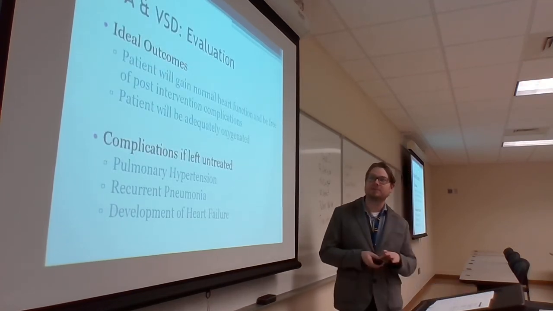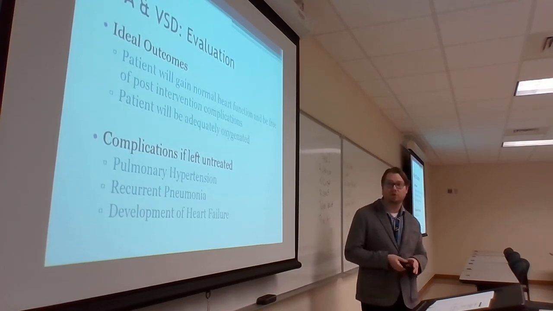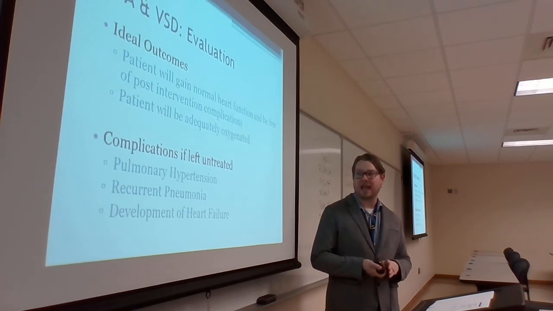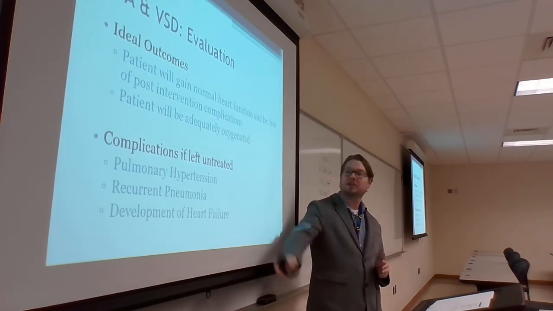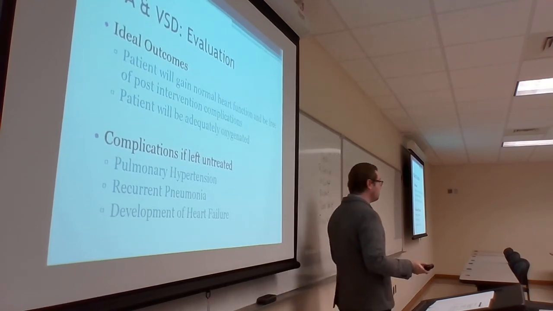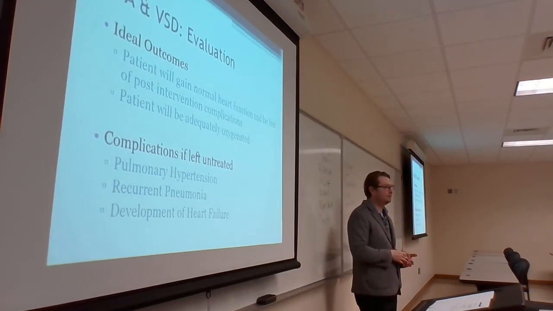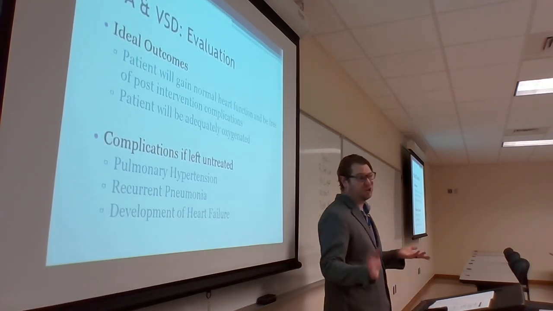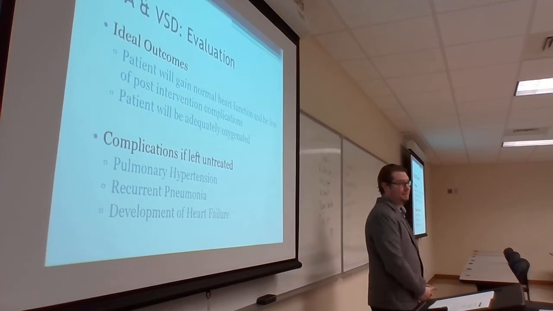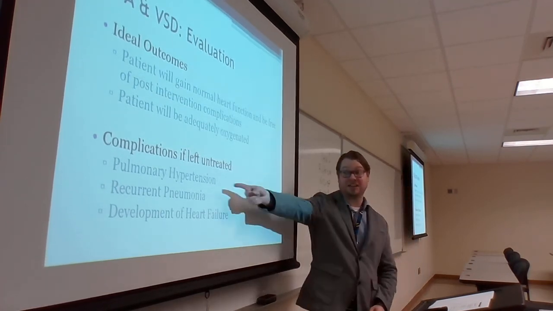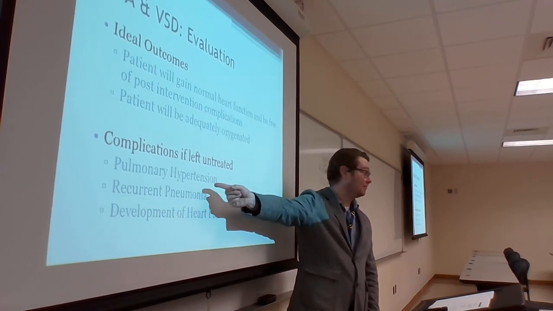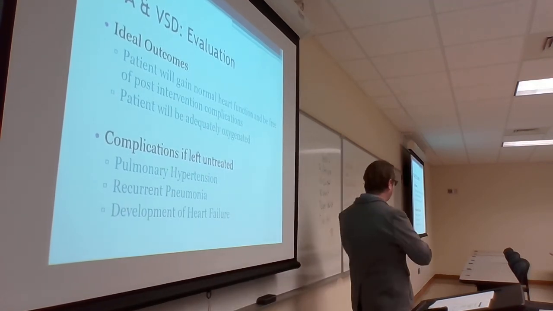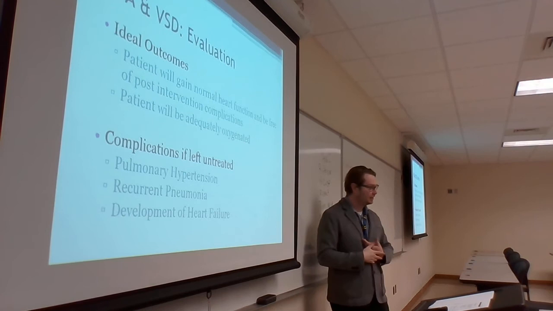Okay, so our ideal outcomes: patient will gain normal heart function and be free of post-intervention complications, adequately oxygenated. We can develop some complications, such as pulmonary hypertension. Anybody at Mount Washington have a kid with pulmonary hypertension? No, primary pulmonary hypertension. So what do you think it is? Think critically. Hypertension is? Okay, pulmonary is? Boom. So it's just high blood pressure in your lungs. That's all it is.